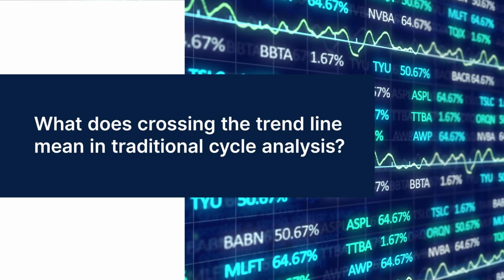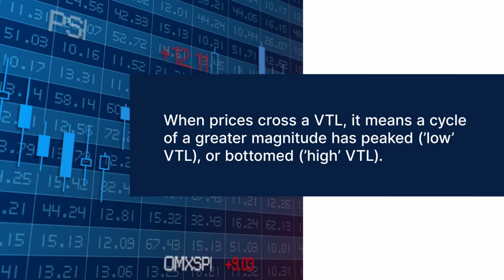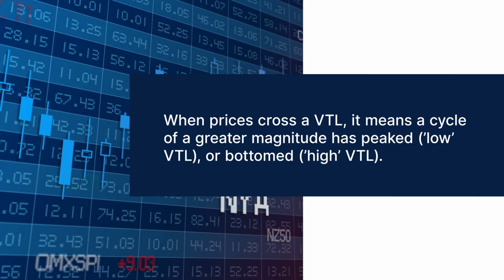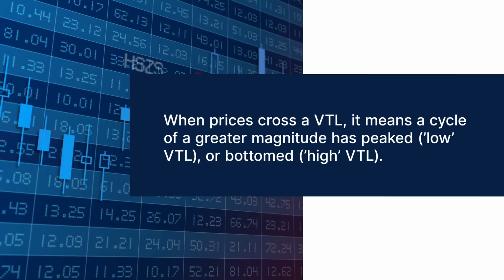What does crossing a trend line mean in traditional technical analysis? Well, it's up to interpretation. The difference between a traditional trend line and a valid trend line, or a VTL, is that crossing a VTL has very clear implications for cycle analysis. And specifically, when prices cross a VTL, it means that a turning point of a higher degree cycle from the one we're studying has taken place.